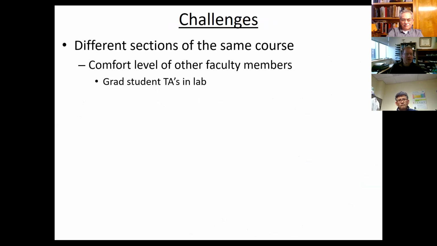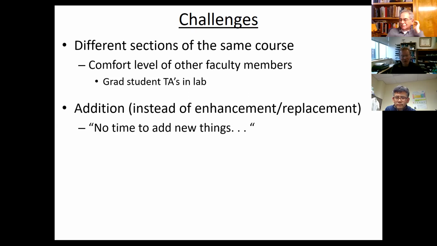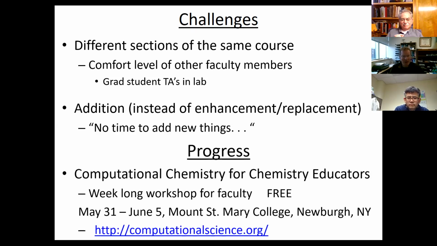So some of the challenges we faced, especially in organic chemistry and general chemistry, we may have different sections of the same course. Some of these sections may be taught by different faculty members who have different levels of comfort with this. And in general chemistry, we have graduate students TAing some of the labs. So we're going to have to make sure everybody's on the same page, and we do some more of this in the fall. I've encouraged some of my faculty colleagues here to add computational experiments. And they say, oh, I don't have time to add new things. And I try to get them to see you don't necessarily have to add things. You have to teach what you've already been teaching in a new way. And it takes some time to get that across.